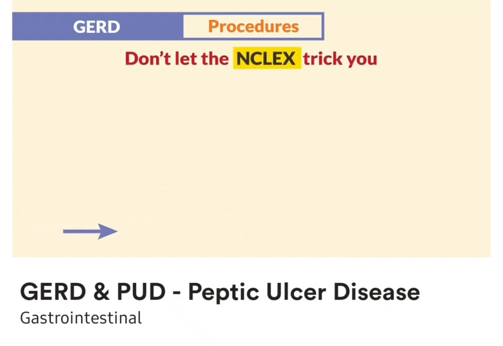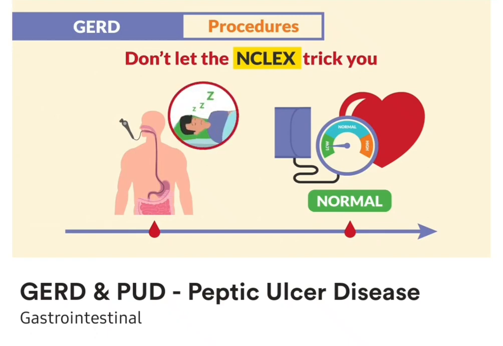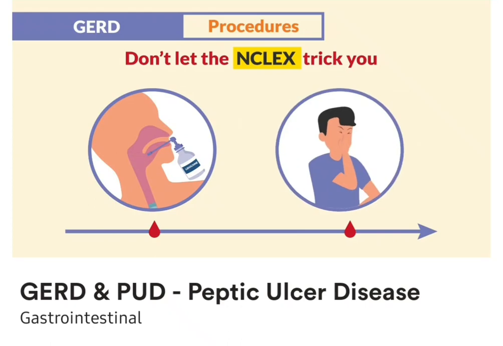Now, don't let the NCLEX trick you here. Blood pressure changes are normal after the procedure due to sedation used during the procedure. And a gag reflex that is slow to return is also normal and to be expected, since a topical analgesic is used to numb the throat to help the tube pass.